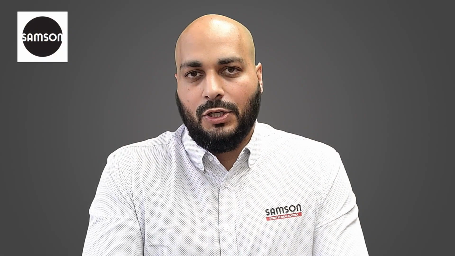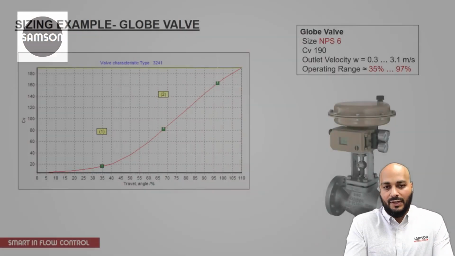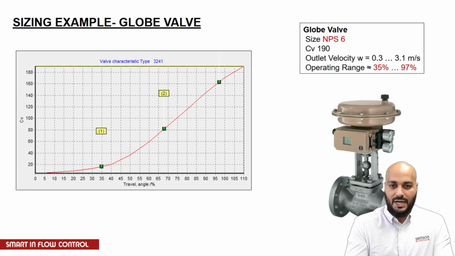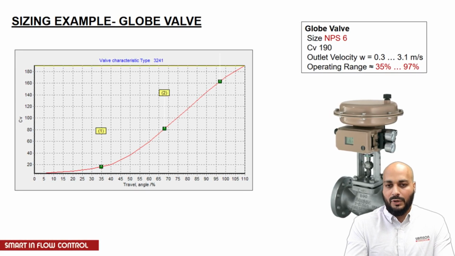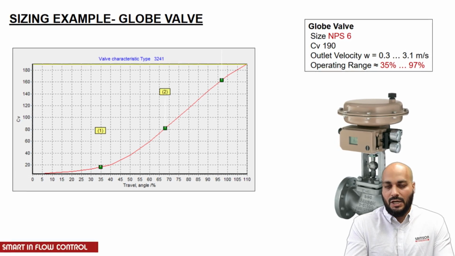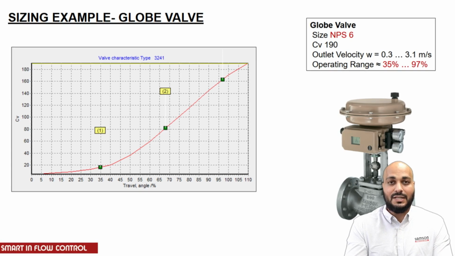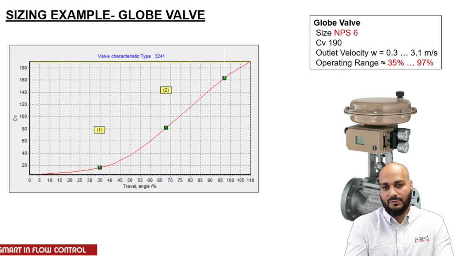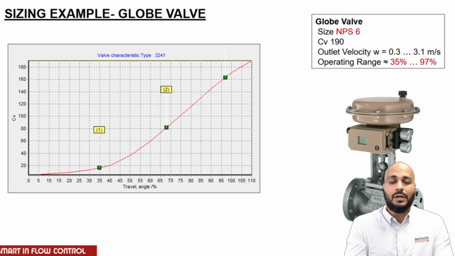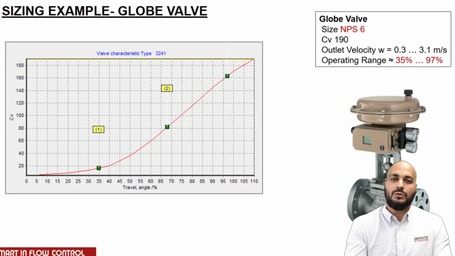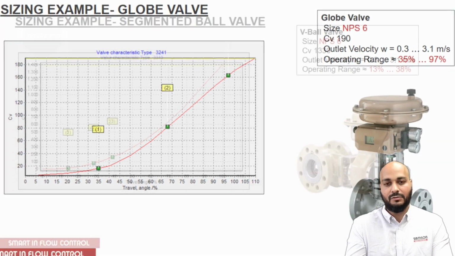We'll first start by looking at the condition sized up in a globe valve. You can see that it's sized up as a 6-inch globe valve with a reduced CV of 190. That produced an operating range from 35% to 97%. Depending on the philosophy that you follow, with SAMSON we like to stay within 30 to 70% as the ideal control range to optimize the flow curve. So in this case, on the max case, we would fall just outside of that range, so this would not be ideal from a control perspective.